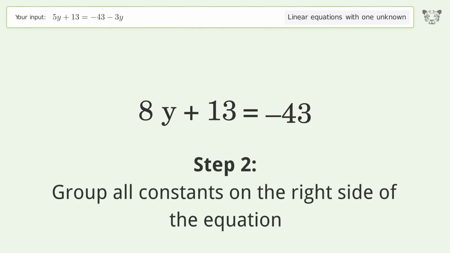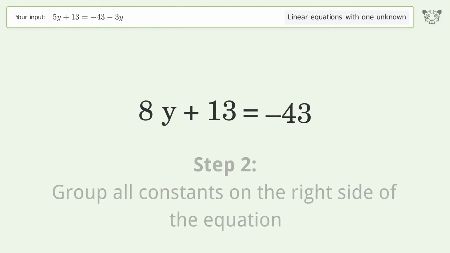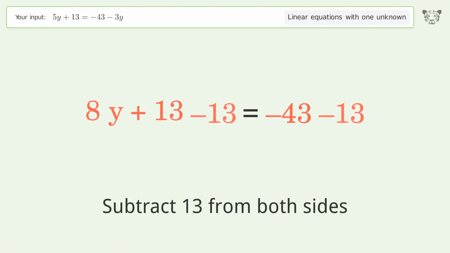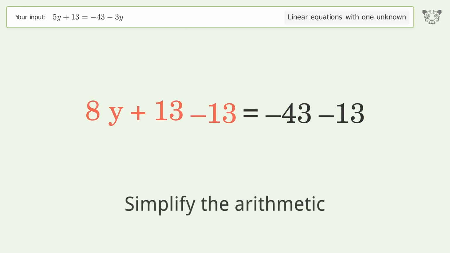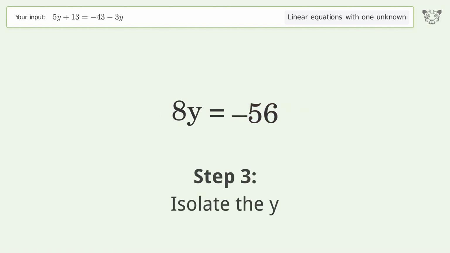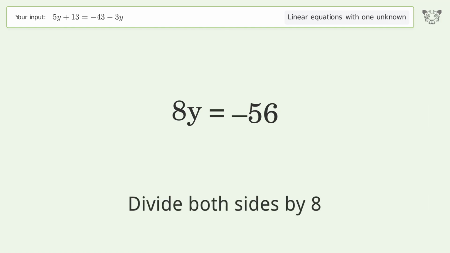Group all constants on the right side of the equation. Subtract 13 from both sides. Simplify the arithmetic. Isolate the y. Divide both sides by 8.